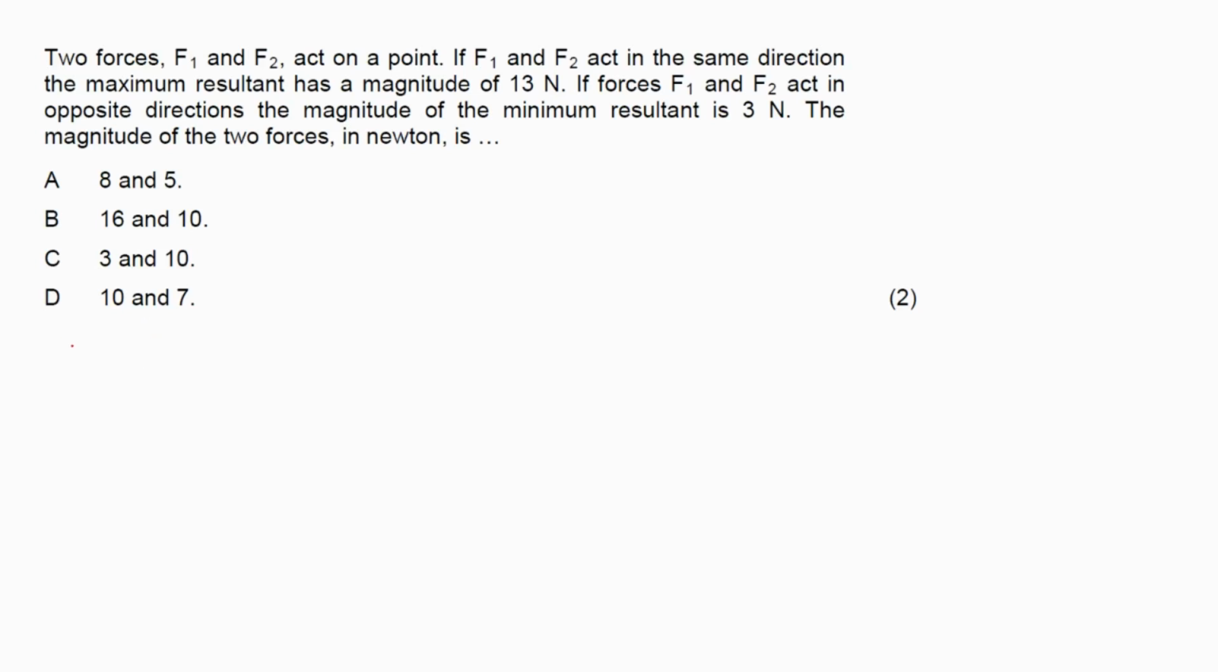Hello everyone, let's do question 1. Two forces, force 1 and force 2, act on a point. If force 1 and force 2 act in the same direction, the maximum resultant is a magnitude of 13 newtons. If forces F1 and F2 act in the opposite directions, the magnitude of the minimum resultant is 3 newtons. The magnitude of the two forces in newtons is, we have to find now which one is correct here.